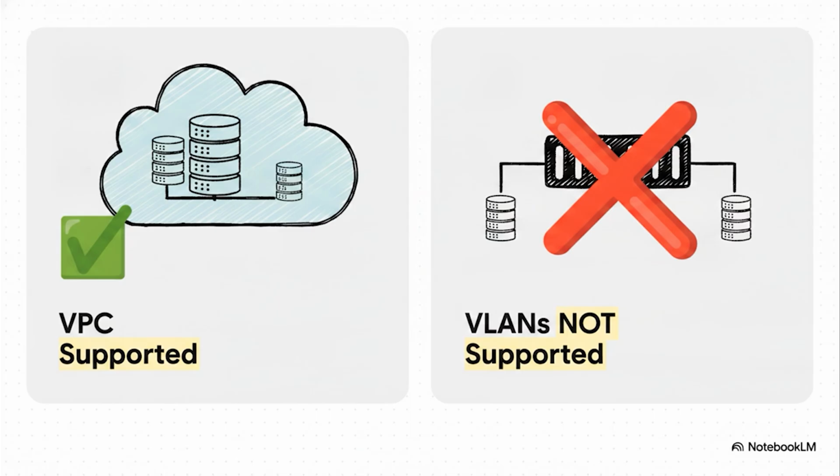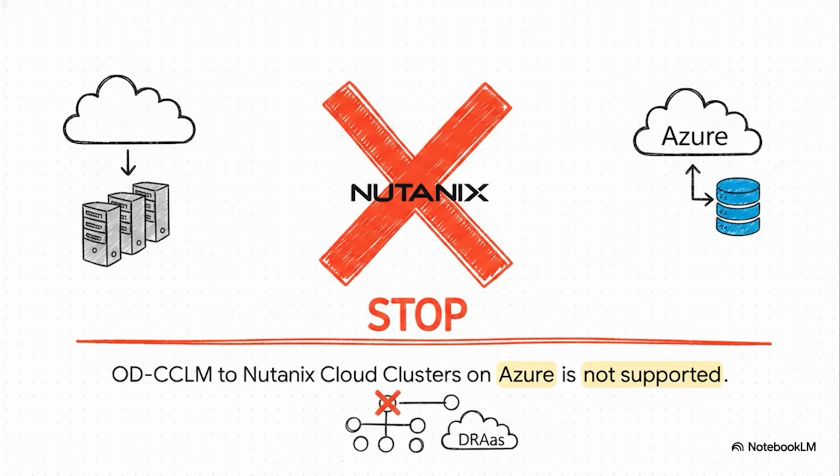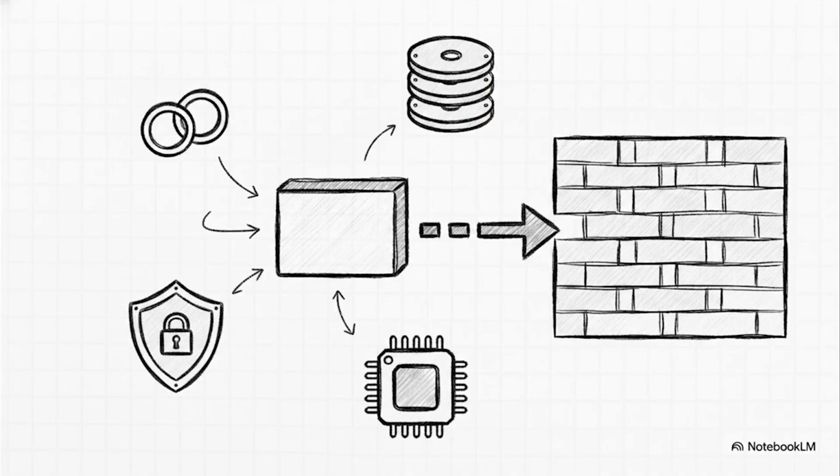You also need to know the strict boundaries on where you can actually migrate. Specifically, OD-CCLM to Nutanix Cloud Clusters NC2 on Azure is a no-go, not supported. Furthermore, on-demand live migration to clusters on Nutanix Cloud AZ, which is the DRaaS offering, is also unsupported. So if an exam question asks you to architect an ad hoc live migration to Azure using OD-CCLM, you've got to recognize that immediately as an invalid design.